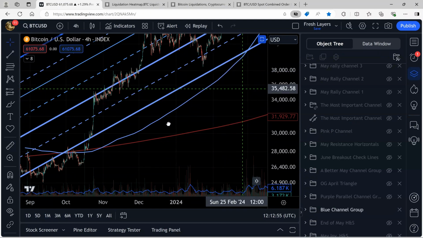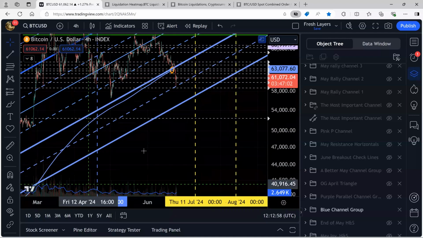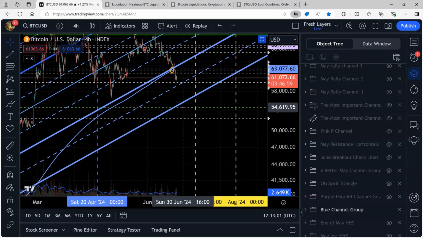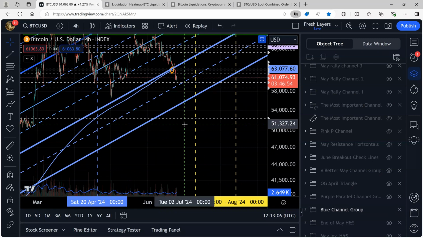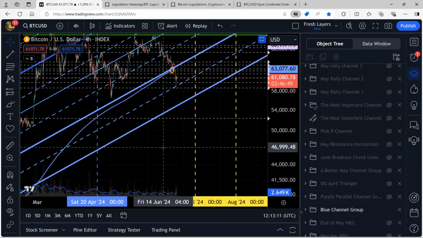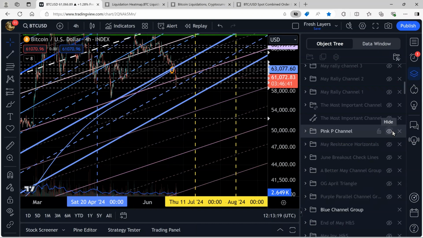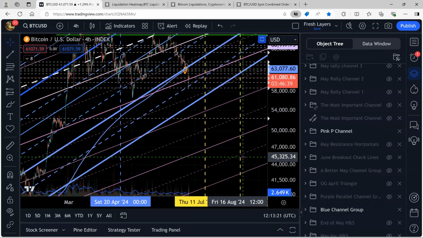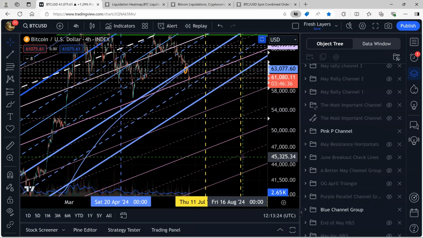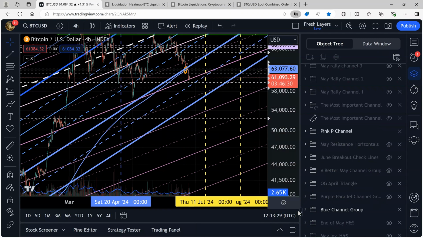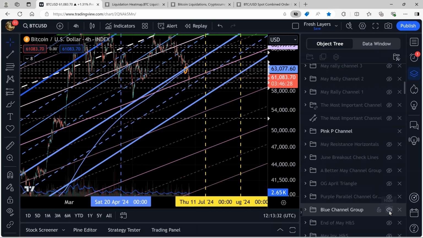I accidentally pressed on the ruler. So if we did come down, we dump down to here to 55, come back down, yeah, it would be around 50,000. Now, what's interesting, it's actually the pink channels that are better at predicting this than the blue channels.